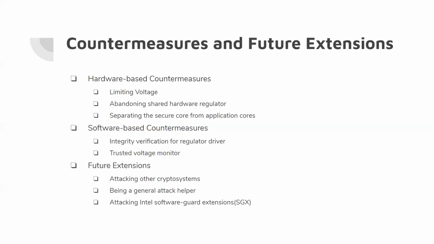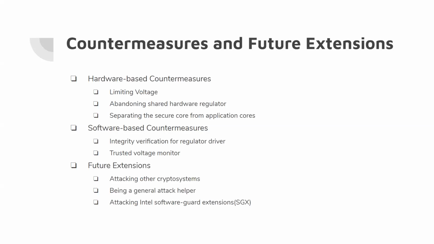In this section, we will discuss possible hardware-based and software-based countermeasures to VoltJockey as well as some future extensions. First, we will talk about hardware-based countermeasures, like limiting voltage. Limiting the core voltage to break the voltage differentials is effective to prevent VoltJockey, but will introduce more energy waste. Abandoning the shared hardware regulator is achieved by ensuring every core has its own hardware voltage regulator. The shortcoming of this design is that energy optimization is achieved on a local core rather than the entire processor. And lastly, separating the secure core from application cores. The secure cores can be redesigned and separated from application cores, but the design will waste resources and increase the hardware cost. Now we will see software-based countermeasures, like integrity verification for the regulator driver.